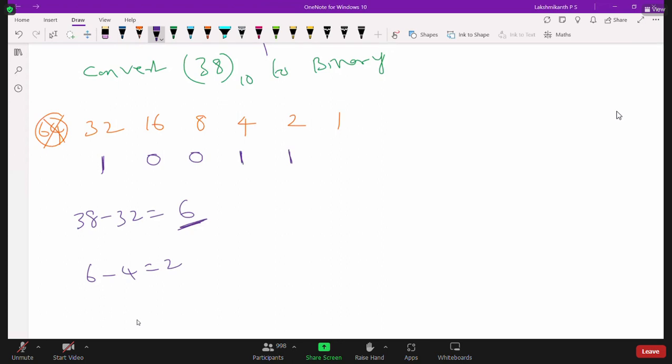So like this we can easily solve for any number. If you take division also you can do it, but it will take time. So this is how you can solve.